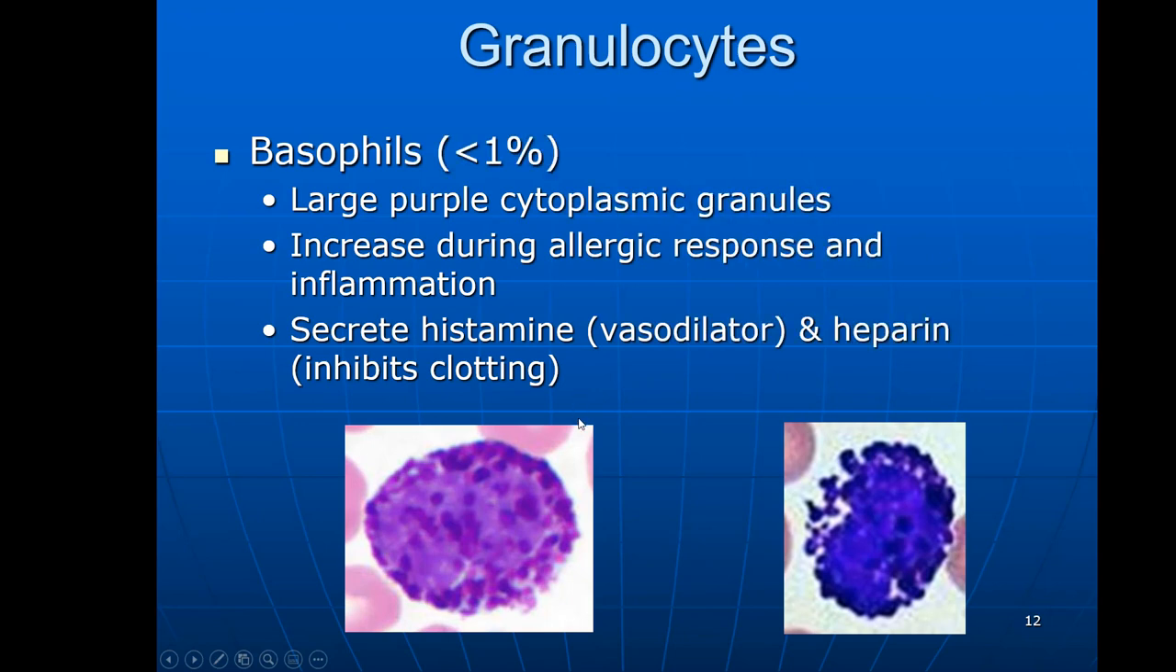And then the last granulocytes are called basophils. So they're pretty big cells. They have these big purple granules in them. They also respond to allergic response and inflammation. What makes these basophils unique is they secrete these substances. Histamine, which causes vasodilation, or blood vessels to dilate and get bigger, and also heparin, which inhibits clotting. So heparin is kind of like a blood thinner. It makes the blood flow more easily.